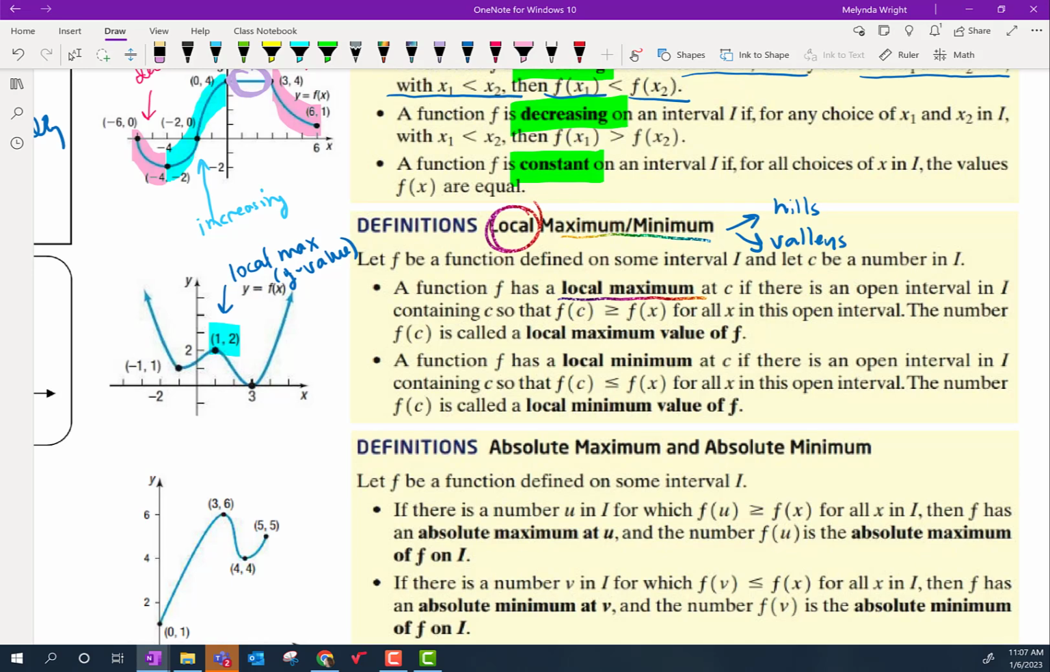In other words, if I'm standing on top of the hill and I look to the left and I look to the right, I should see points that are below me. That's a local maximum. I should see points that are below me.